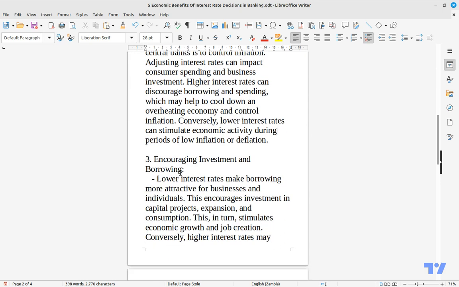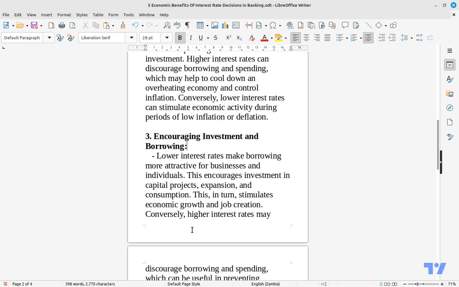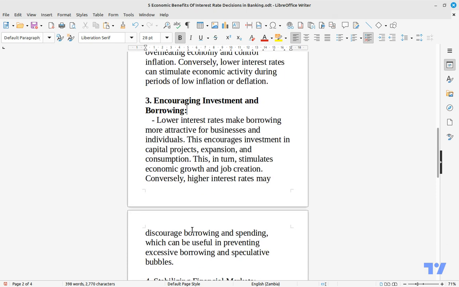Number three, on the benefits of interest rates: it is used for encouraging investing and borrowing. Lower interest rates make borrowing more attractive for businesses and individuals. This encourages investment in capital projects, expansion, and consumption, which in turn stimulates economic growth and job creation. Conversely, higher interest rates may discourage borrowing and spending, which can be useful in preventing excessive borrowing and speculative bubbles.